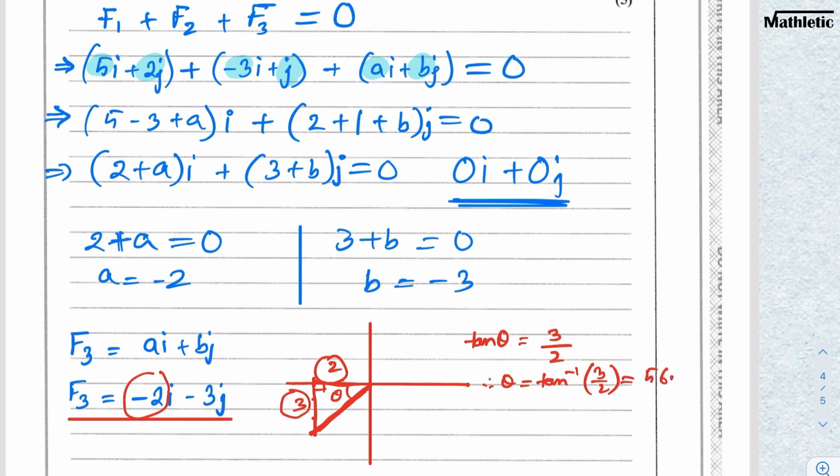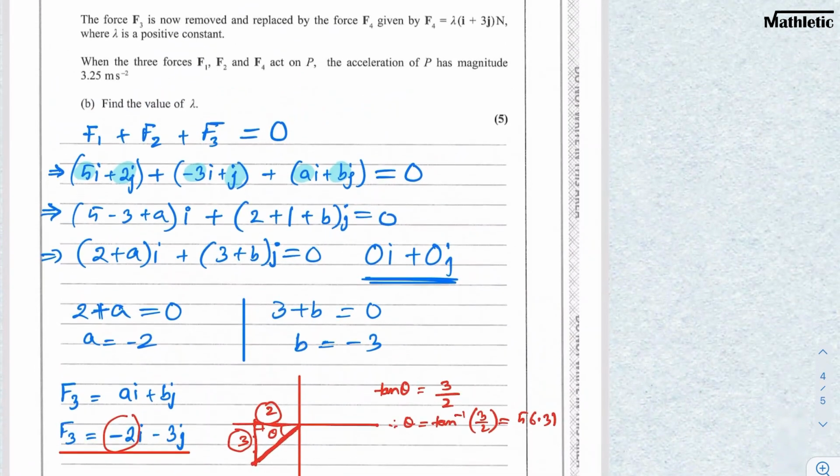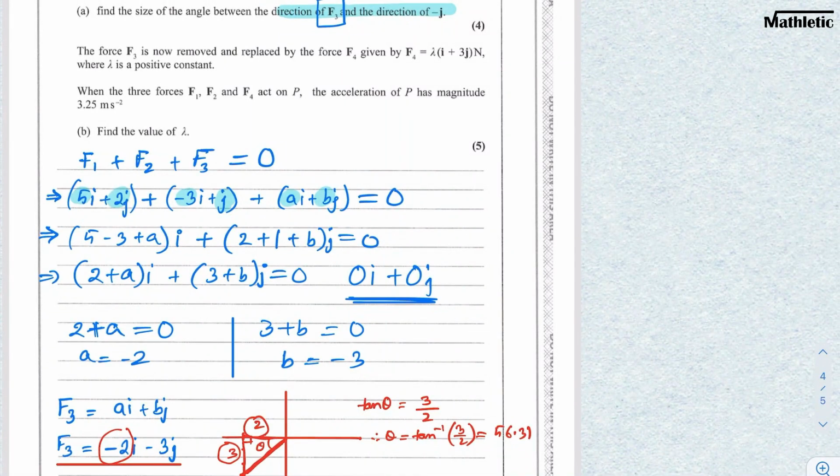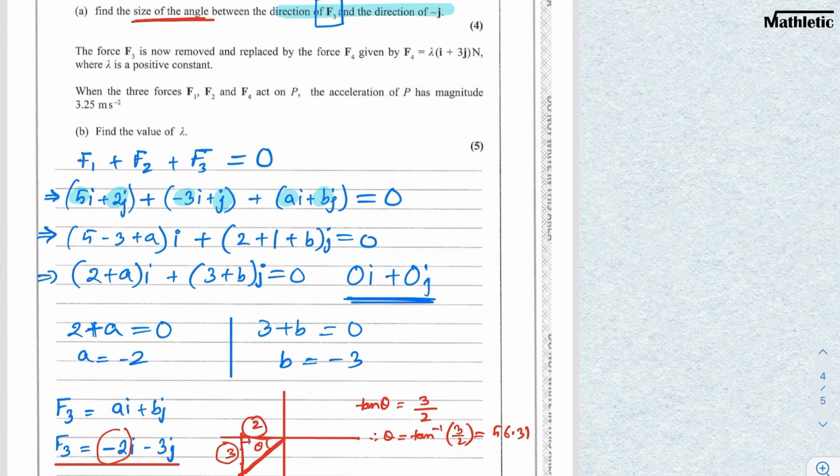So theta is 56.31 degrees. But the question actually was that we had to find the size of the angle between F3 and the direction minus j.